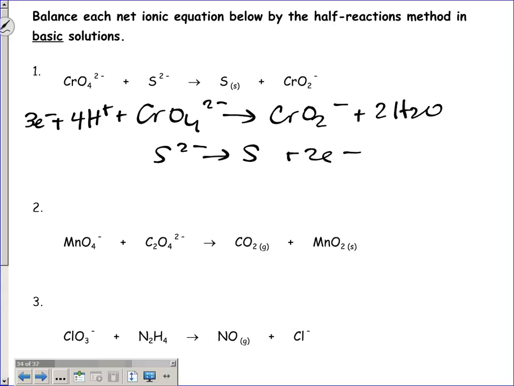Was everybody able to get the sulfide and sulfur with 2 electrons to balance? And then your chromiums were balanced. You needed to balance your oxygens by adding 2 more waters on the product side. Those 2 waters brought with them 2 H pluses, so you balance the H pluses by adding 4.